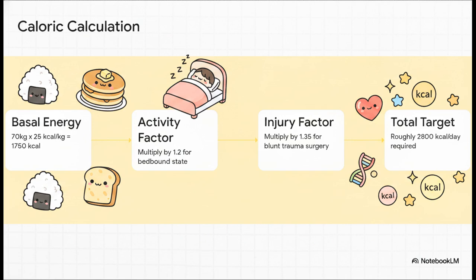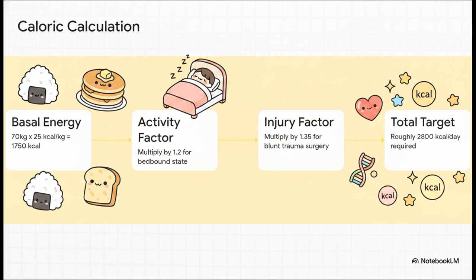Step 1 is calculating basal energy expenditure using a standard 25 kilocalories per kilogram per day. For a 70-kilo male, that's 1,750 kilocalories. Step 2 applies the activity factor. Since our guy is bedbound post-laparotomy, we multiply by 1.2. Step 3 is the injury factor. For an emergency major abdominal operation from blunt trauma, the multiplier is 1.35.